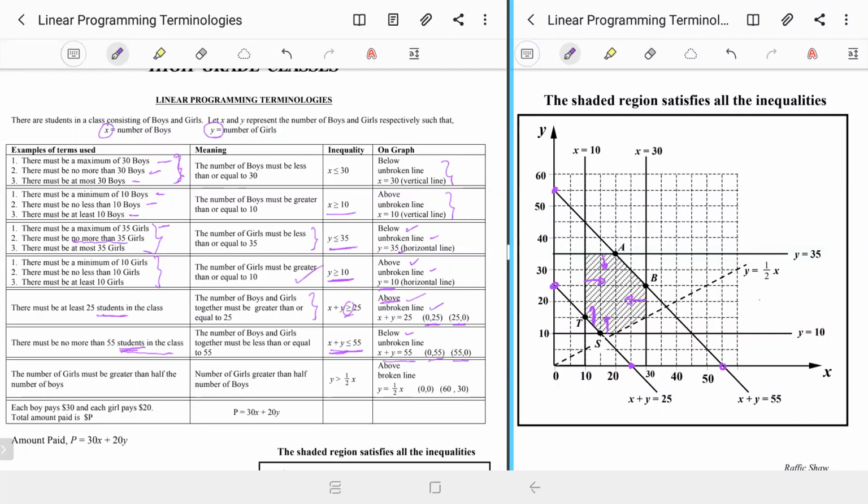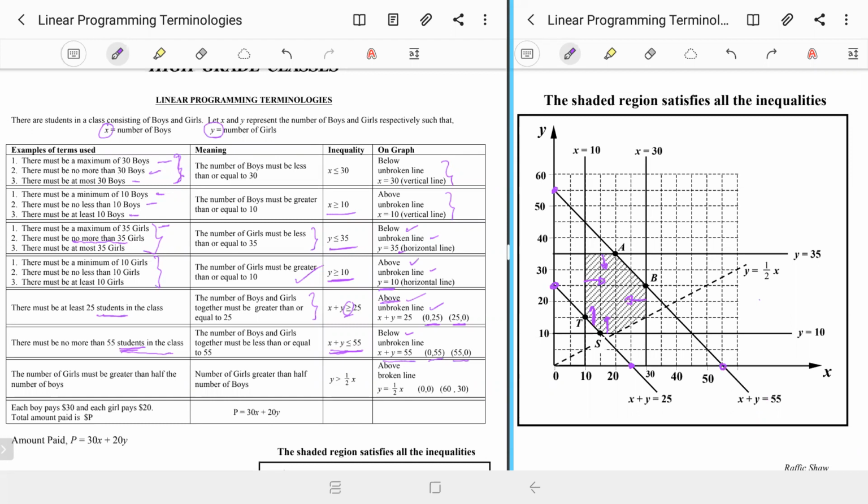So for example, don't label the line and put less than or equal to. Don't do that. Always label the line with the equal. The line is the equal mark. The line is the line. So label the line for what it is with the equal.